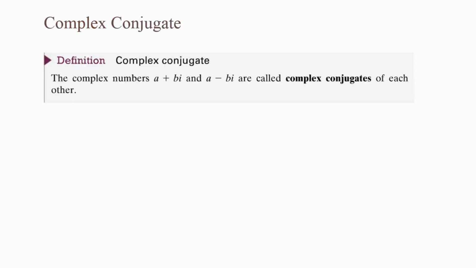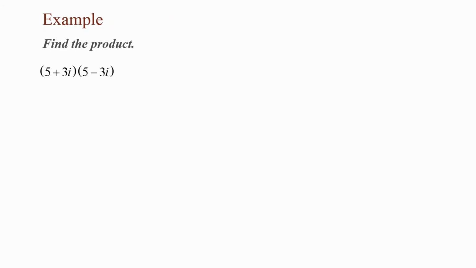Complex conjugate. Definition. The complex numbers a plus bi and a minus bi are called complex conjugates of each other. In this example, find the product of 5 plus 3i times 5 minus 3i.